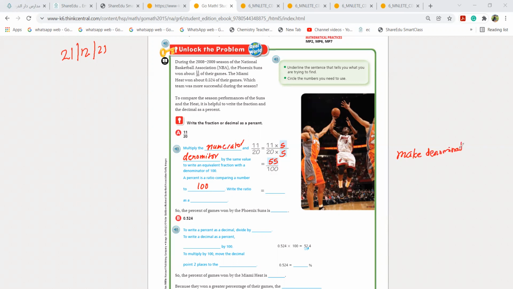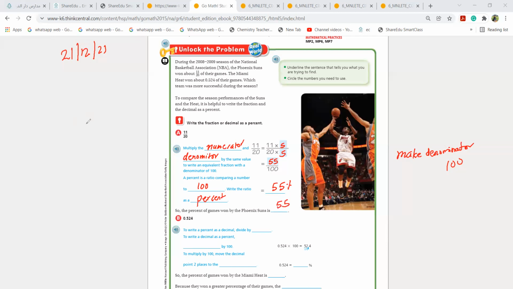It's not that easy, girls. You must know how to make the denominator 100. Then the same number you multiply in the numerator. And what is 55 over 100? It is 55%. I get it easily because when you divide by 100, you get a percentage.